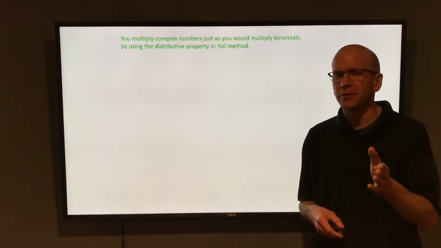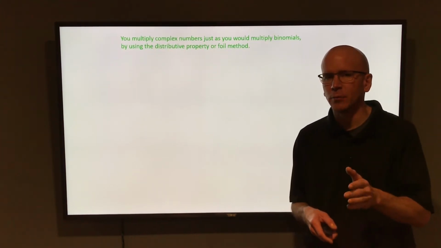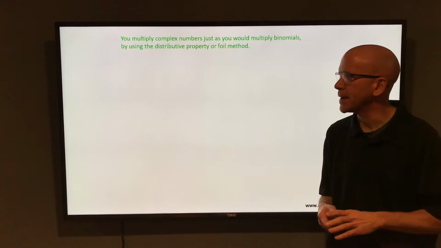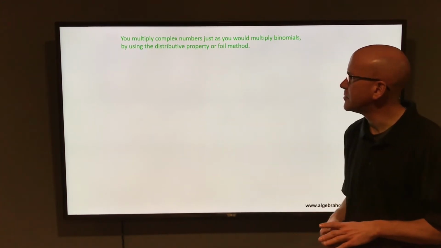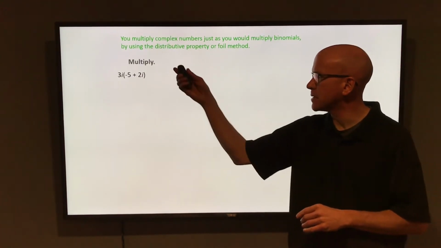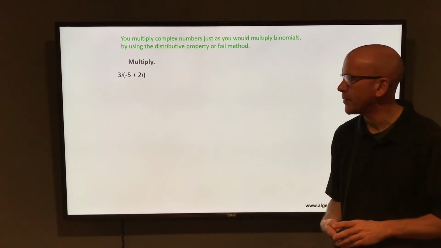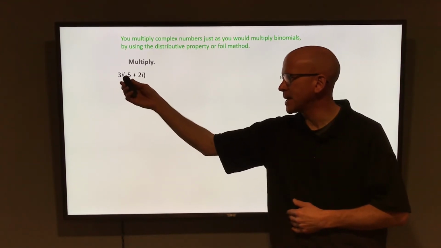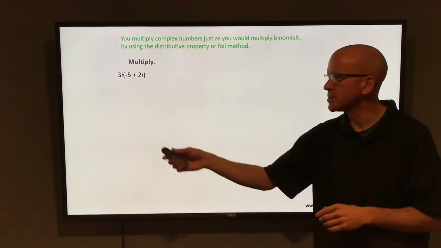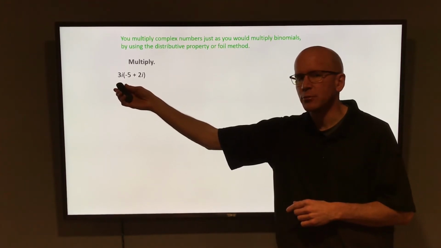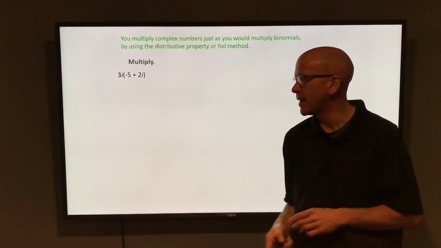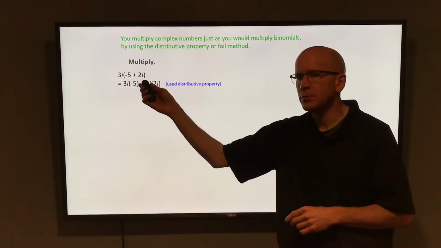Multiplying complex numbers, very similar to when you're multiplying with x's and y's. Just remember those two rules I said at the beginning. i squared equals negative 1, and i equals the square root of negative 1. You multiply complex numbers just as you would multiply binomials by using the distributive property or the FOIL method. So here we have 3i times negative 5 plus 2i. We're going to use the distributive property there. Distribute the 3i through that set of parentheses. 3i times negative 5 and 3i times 2i.